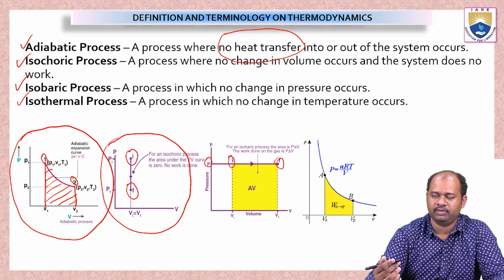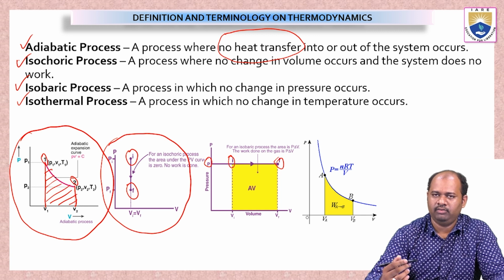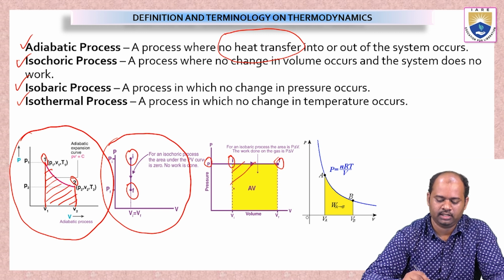We have seen in the previous slide that the formula for work is minus P into delta V. So here there is a change in the volume, but the pressure is constant, and even so we have some work done here. Because this yellow colored part, this entire part, is indicating the work done.